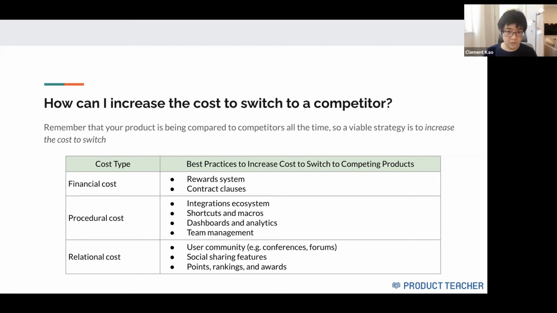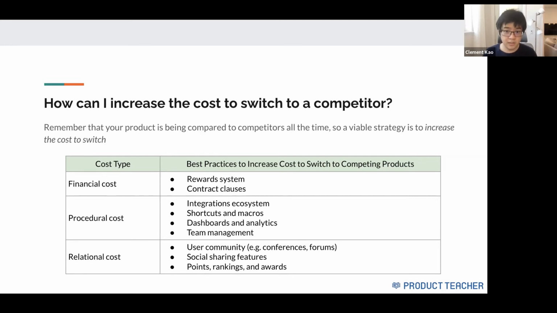So now I've talked about financial costs. Well, what about procedural costs, right? How might we make it so that users love using your product and switching over to a competitor means that they have to spend a lot more time trying to set up their processes? Well, one of the ways that we can do this is we can create an integrations ecosystem. What do I mean by that?